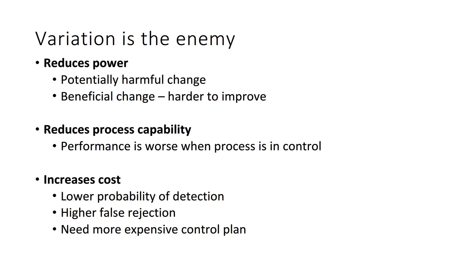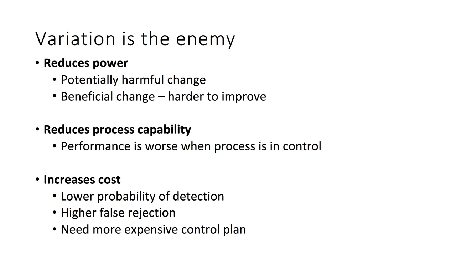Second, variation decreases process capability. As you saw in the last video, capability is the ability of our process to meet requirements when the process is in control. That is, when it's stable. So you can see that variation is a double whammy. It makes things worse when the process is in control, and when it is out of control, it's harder to detect that the change has happened.